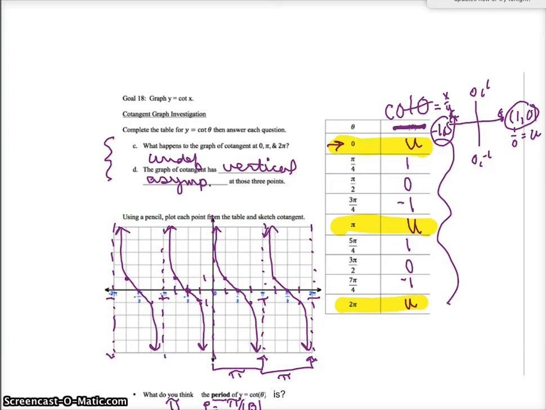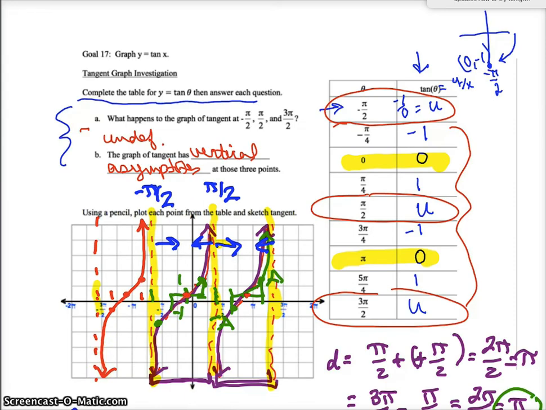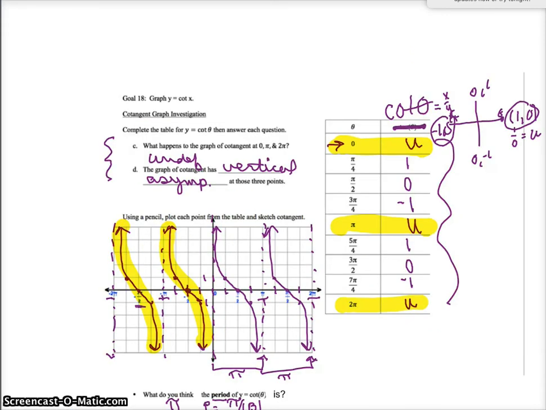Also, if you'll notice that cotangent falls to the right, where tangent rises to the right. Also recall that tangent has vertical asymptotes at odd multiples of pi over 2, where cotangent will have asymptotes at integer multiples of pi.